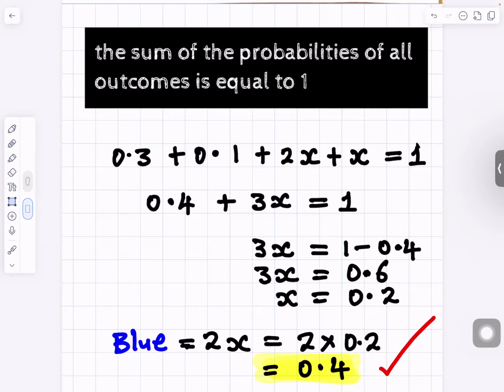And then 2x plus x gives you 3x. Now you take 0.4 to the right-hand side, you subtract it, and then you divide, you get x is 0.2. Now to get blue, 2 times that 0.2 gives you 0.4. So the blue is 0.4.